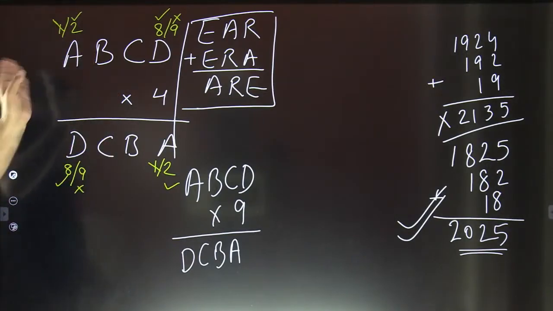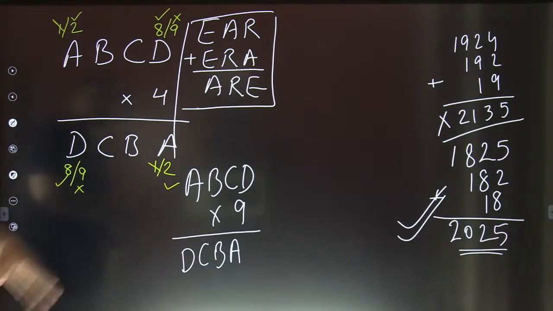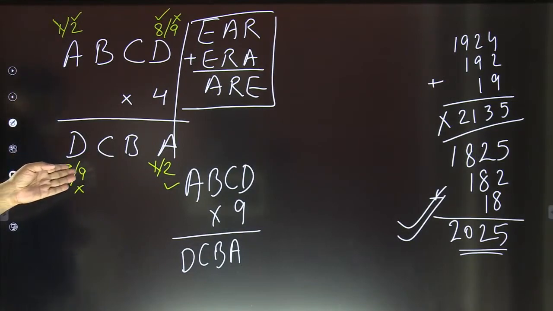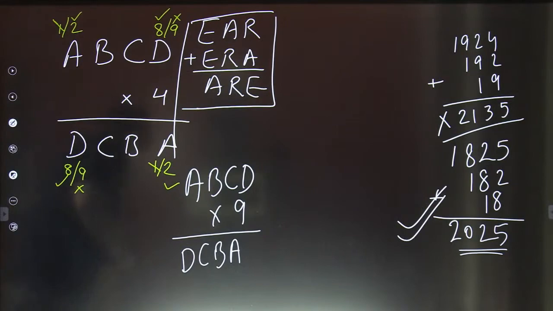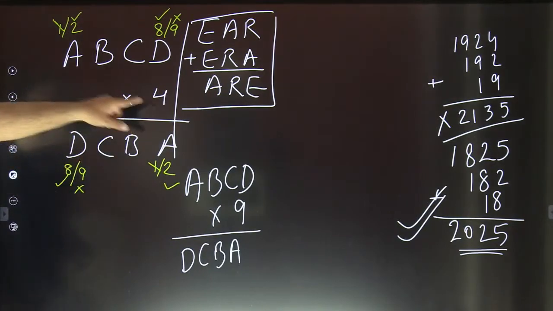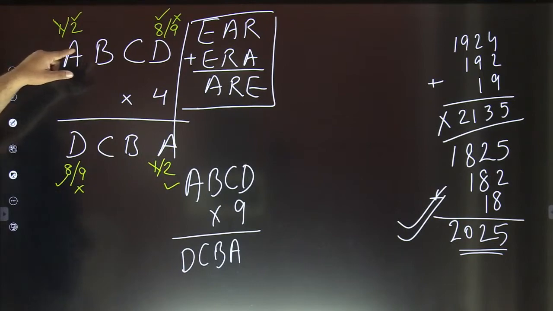Should there be some carry? It should be a single digit number because there is no carry in the next step. Perfectly fine. Yes, it cannot have 2 digits. Okay, now tell me. No problem. Now 4 into B should be a single digit. Can you tell me the possible values of B now? What can be the values of B?